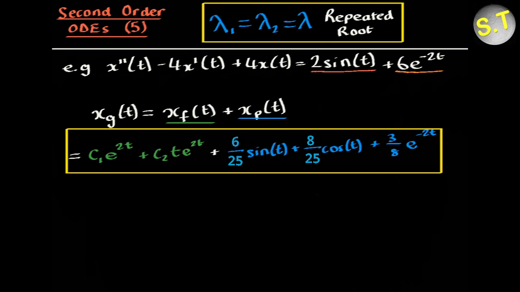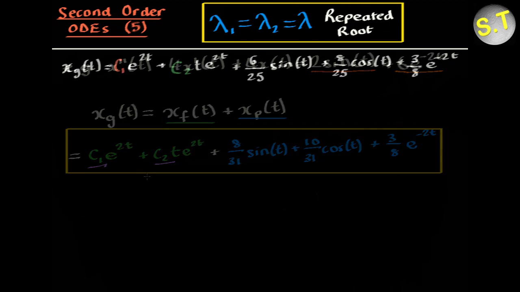Okay, so now that we have our general equation, we're almost there. The only thing left to do is to work out what C1 and C2 are, because we still have two unknown constants in our equation. And the way we do that, you might know from the last video, is that we need to solve an initial value problem.